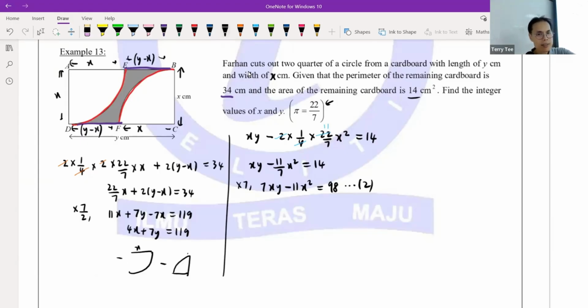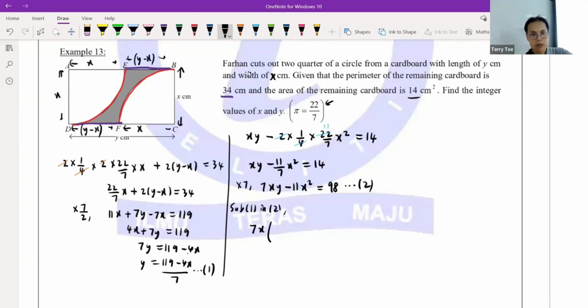Let's make one of them as a subject. Who do I make as a subject? X or y? I still think it's better to make y as a subject. Why? You need to sub inside once. If you make x a subject, you have to sub inside twice. Let's make y a subject. 7y is 119 minus 4x. Y is 119 minus 4x over 7. This is equation 1. So when I sub 1 in 2, what's my y now?